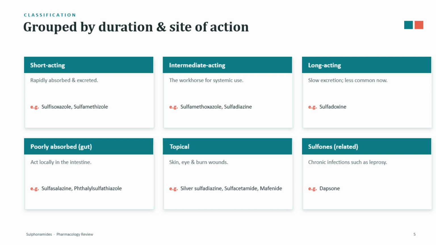sulfamethoxazole and sulfadiazine. These are the workhorses for systemic use. Long-acting agents like sulfadoxine are around much longer, though we use them less now. Then we have the poorly absorbed ones that stay and act in the gut, like sulfasalazine, the topical agents for skin, eyes, and burns, like silver sulfadiazine and mafenide. And finally, the related sulfones, most importantly dapsone, which we use in chronic infections like leprosy. If you can slot a drug into one of these six buckets, you're in great shape.